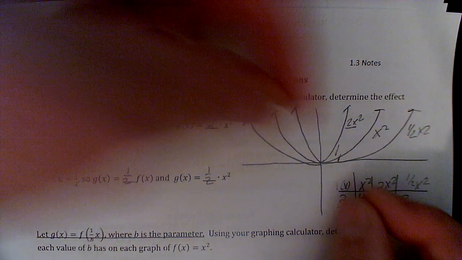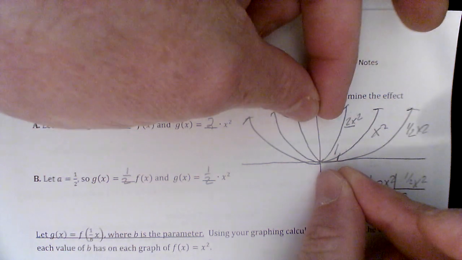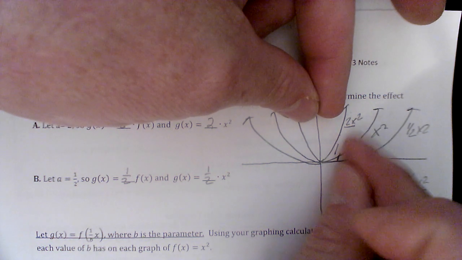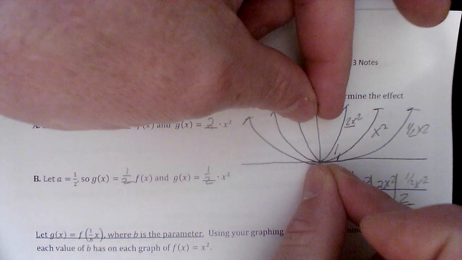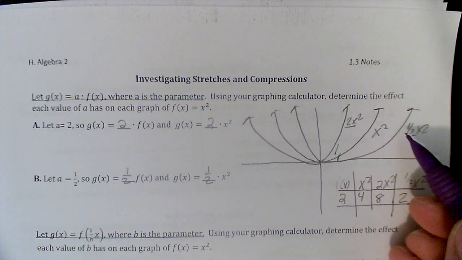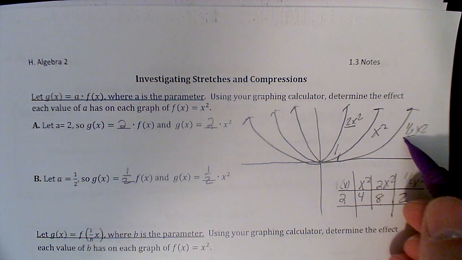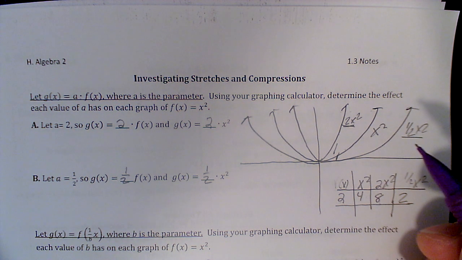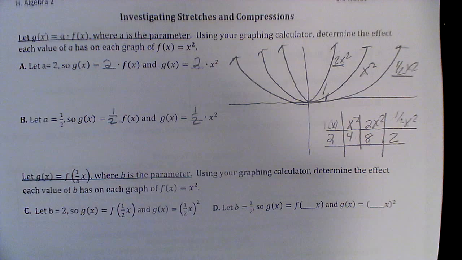So what it's doing is pulling me away from the x-axis with 2x squared, with an a value of 2. And it's shrinking me towards the x-axis when the a value is 1/2. So what it really has to do is whether the a value is greater or smaller than 1. So let's come down here.